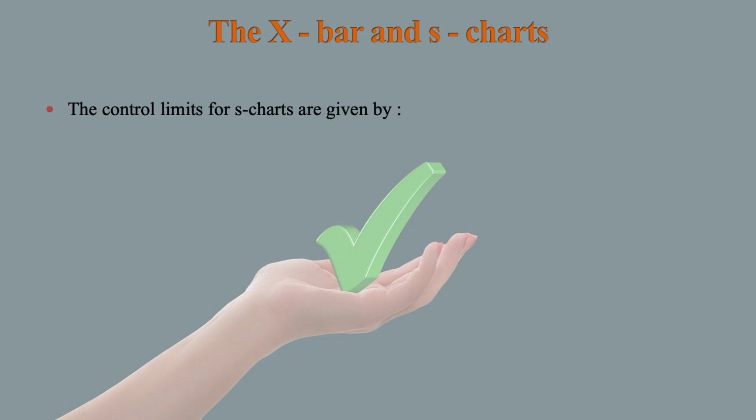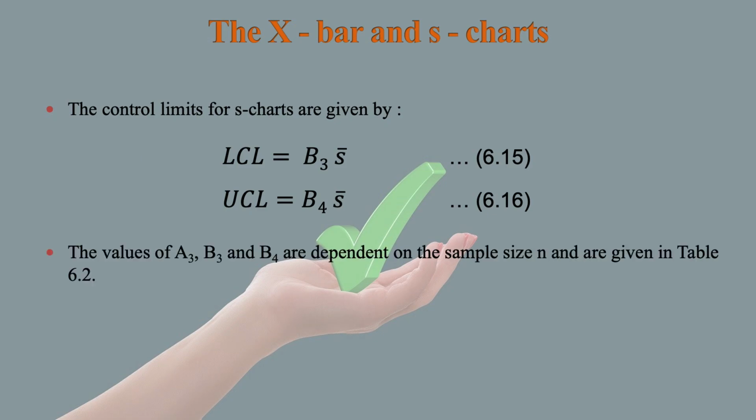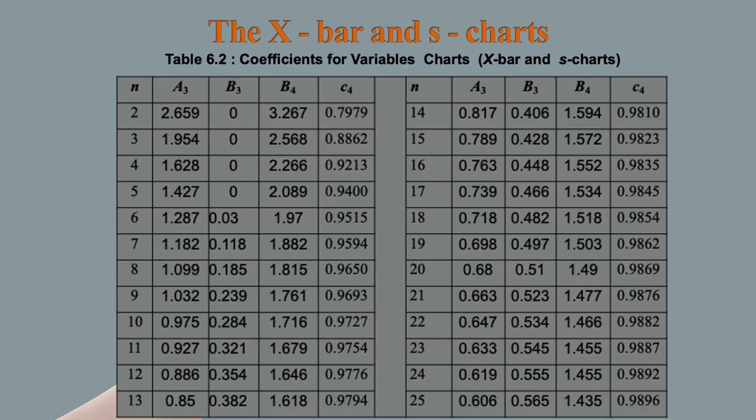The control limits for S chart are given by LCL is equal to B3 S bar and UCL is equal to B4 S bar. The values of B3 and B4 are dependent on the sample size, and we can get these values from the statistical table. This is the statistical table where we can get the values of A2, B3, B4, etc.